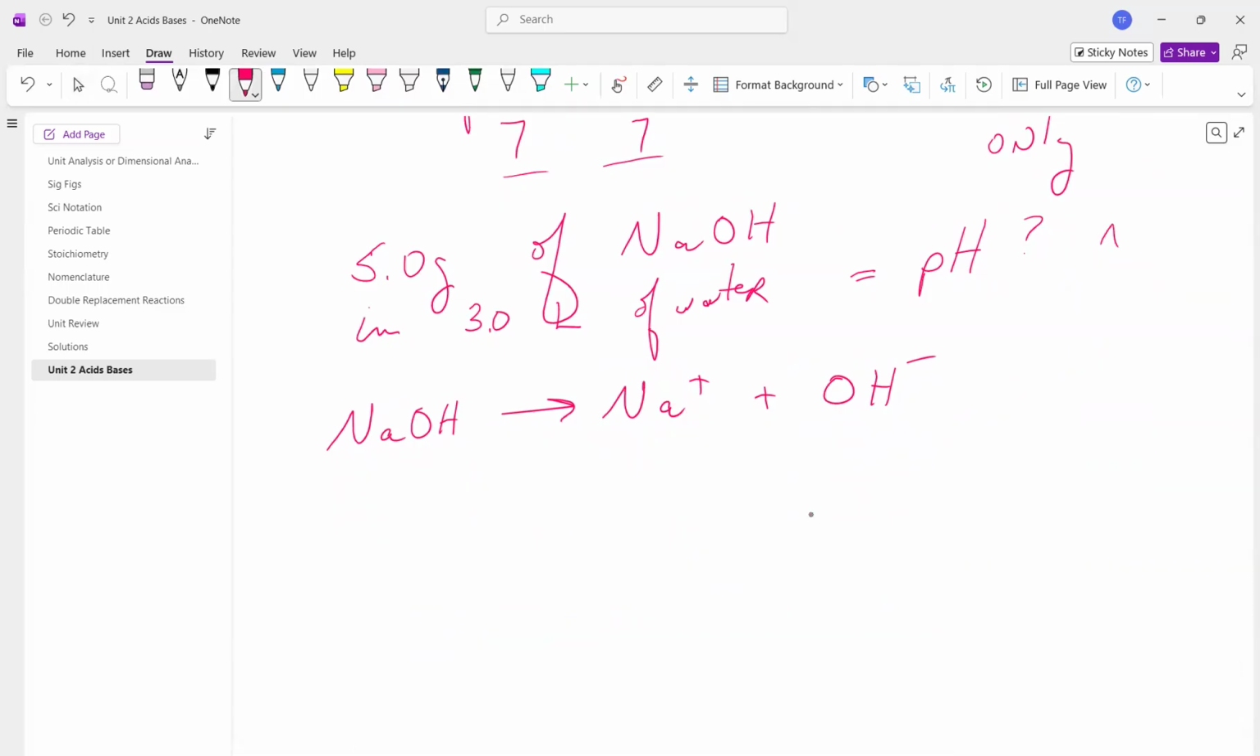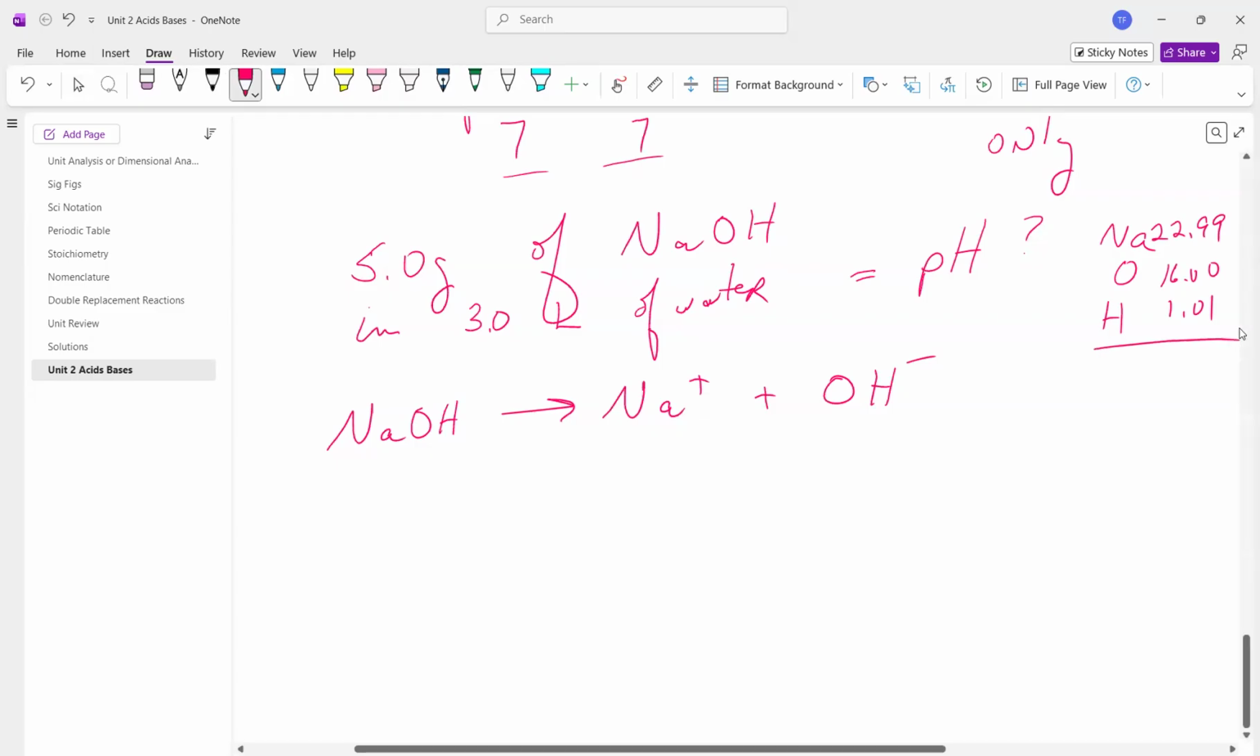Okay, so let's talk about this now. Sodium hydroxide. Sodium is 22.99? Yeah, it is. Well, the decongestants aren't harming my memory. Taking a whole bunch of decongestants.